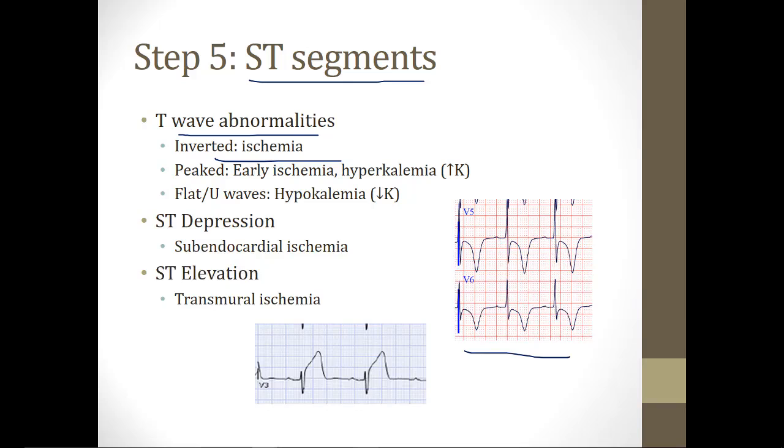There are also other T wave abnormalities. T waves can be peaked in early ischemia and in hyperkalemia. There can also be flattened T waves with U waves present in hypokalemia. And then finally, ST depression and ST elevation are both signs of ischemia.